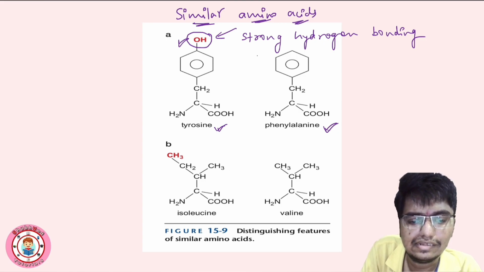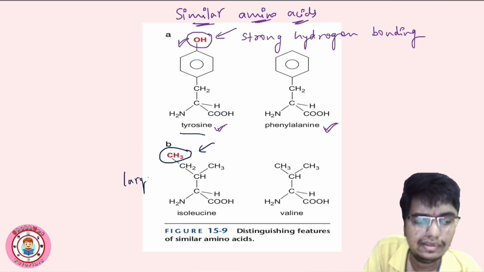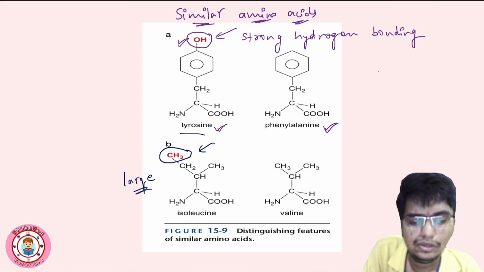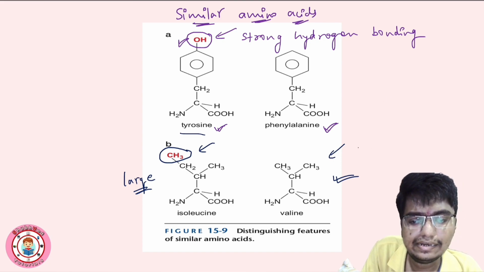The next case, isoleucine and valine. Isoleucine has this extra methyl, right? Extra methyl. So this is a large molecule basically, compared to valine, right? So how will the valine tRNA select valine? Because isoleucine is a larger molecule, it will not fit into the tRNA catalytic pocket.